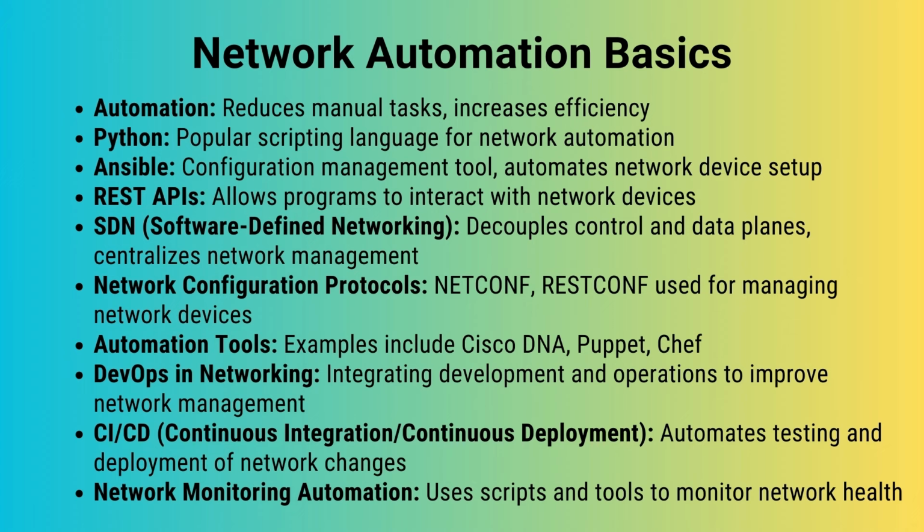Network automation reduces manual tasks and increases efficiency. Python is popular for scripting and network automation. Ansible automates device setup and configuration changes. REST APIs allow programmatic interaction with network devices.